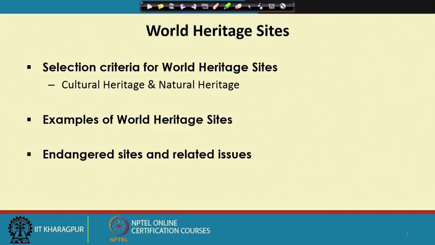Related to that is another topic, the endangered sites and related issues, because there are many sites which were once declared World Heritage Sites but have become endangered. Bamiyan Buddha is one of them. And for many World Heritage Sites, UNESCO said no, it's not being followed, so it gets a red mark and becomes an endangered site. So we'll talk about that. What makes them endangered, how do we cope with the situation, what is the policy, and can something be done about that?